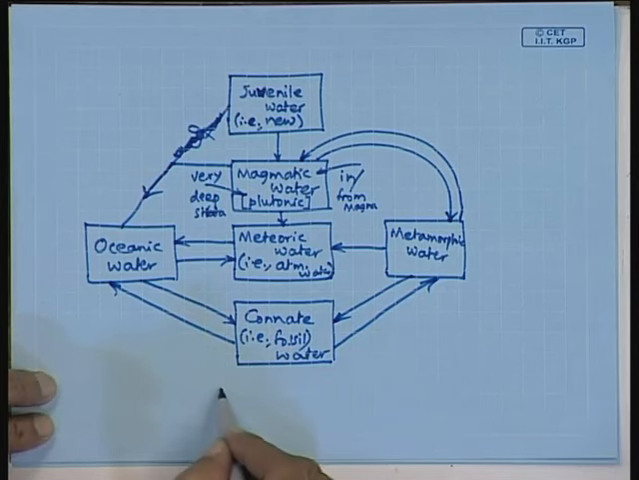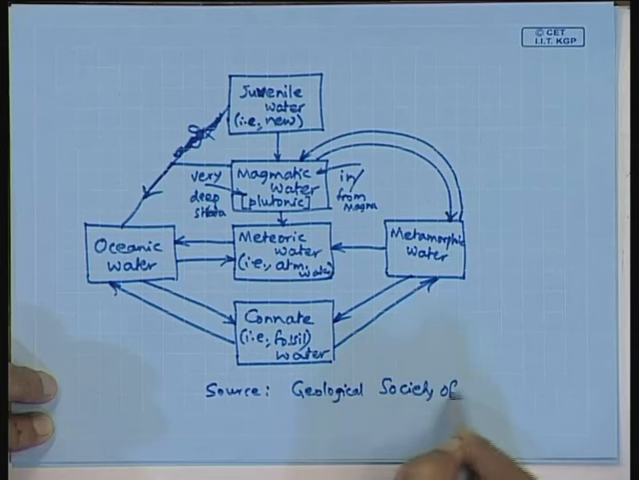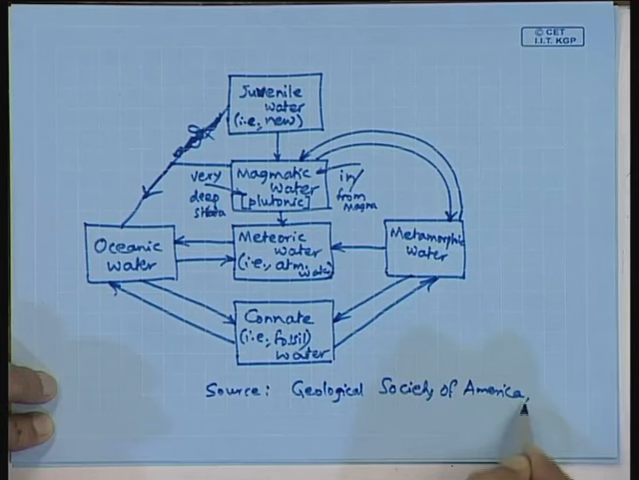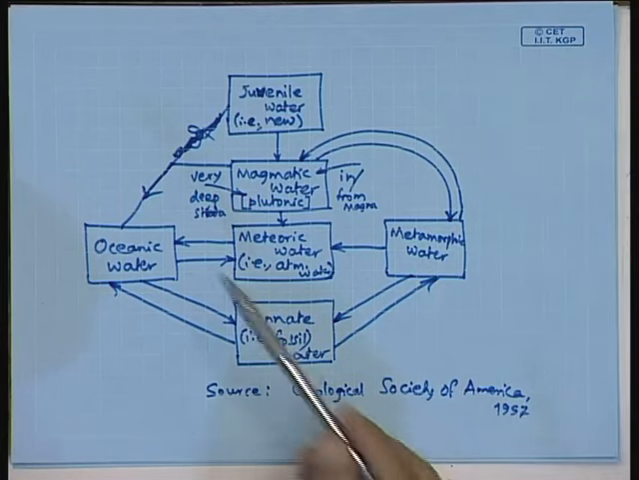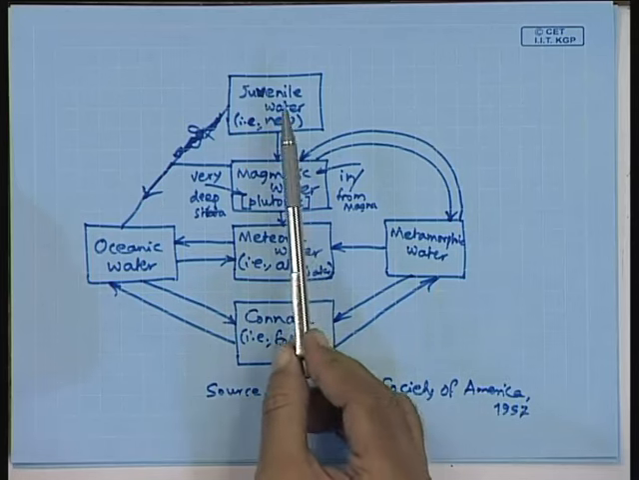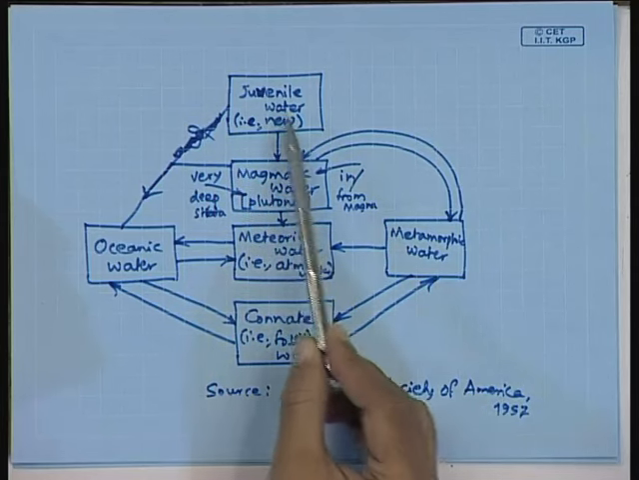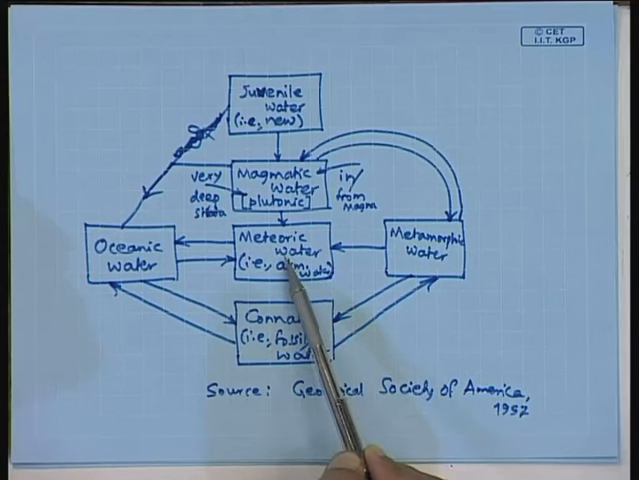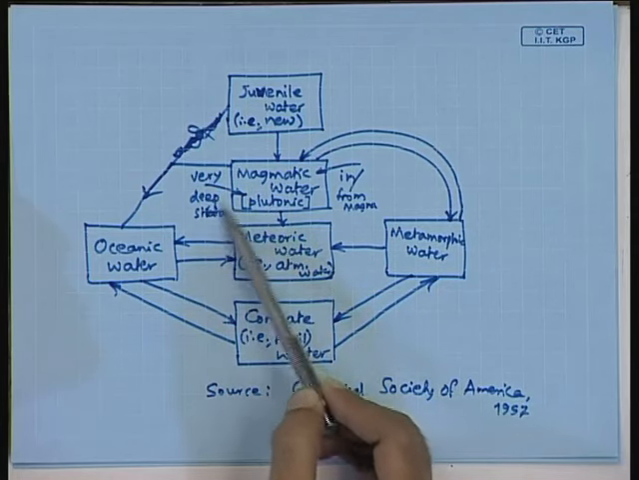This figure is taken from the Geological Society of America in 1957. So, essentially here we have 6 types of water depending upon their occurrence as well as age. And as you can see, this juvenile water as well as this meteoric water are the most recent ones. Meteoric water also means atmospheric water. And conate water is the oldest one, and also you can say plutonic water, which exists in the deeper strata.